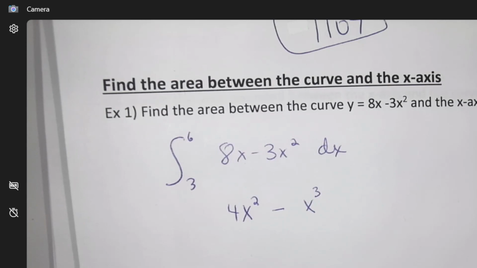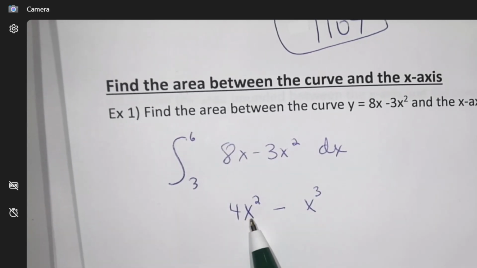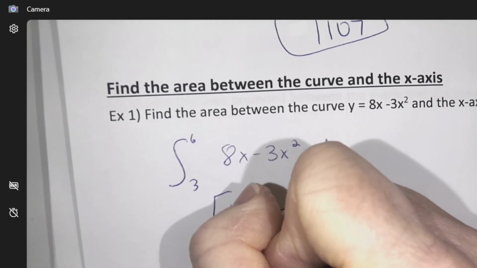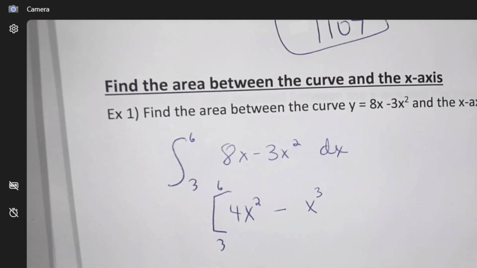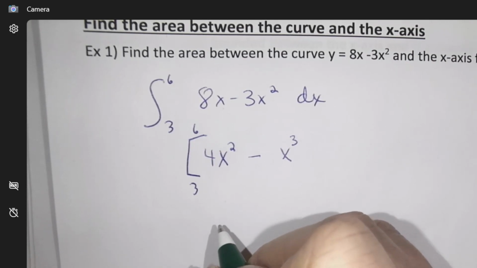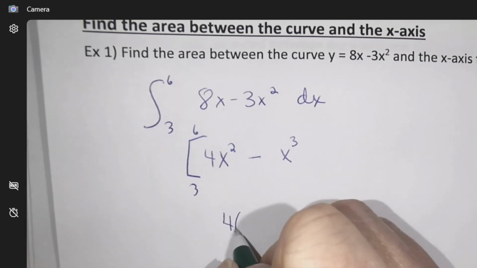Okay, remember you can always check with your brain. Does this make that when I derive this? Do I get that, right? And we're going to do this from 3 to 6. Okay, plug in 6.